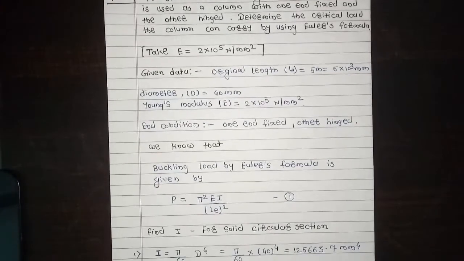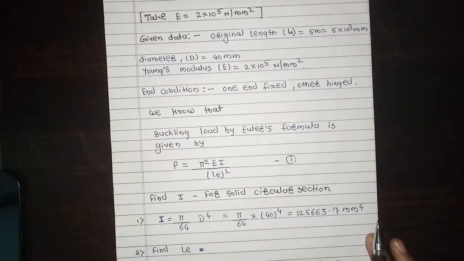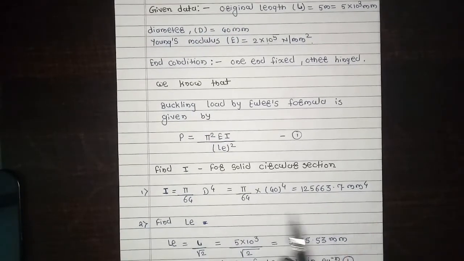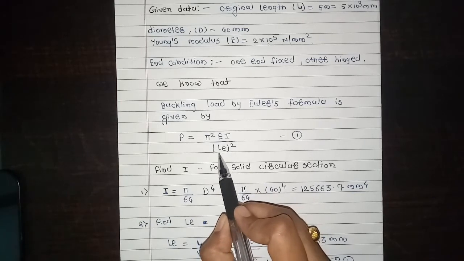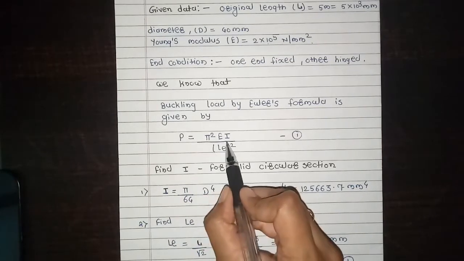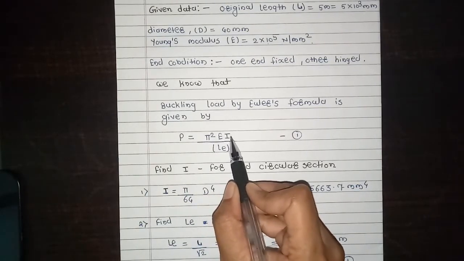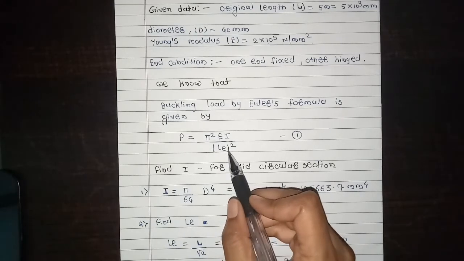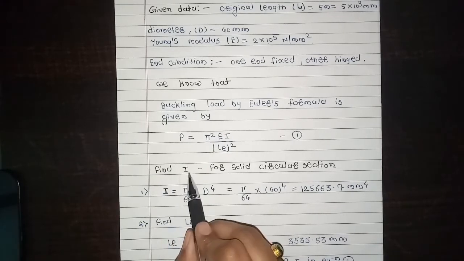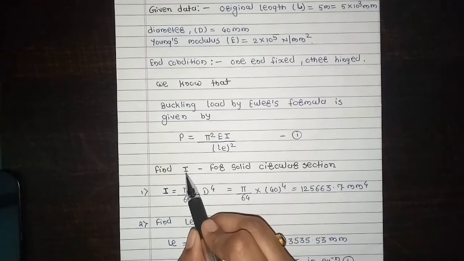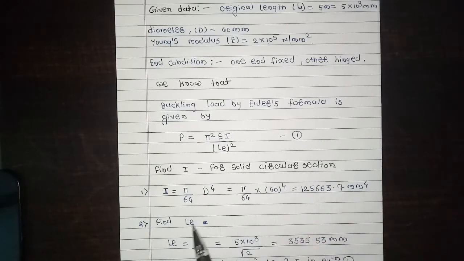Okay, we know that buckling load by Euler's formula is given by P is equal to pi square EI divided by L effective square. So first find moment of inertia and second find out effective length for given condition. So find I for solid circular section. So what is the formula of moment of inertia for solid circular section?